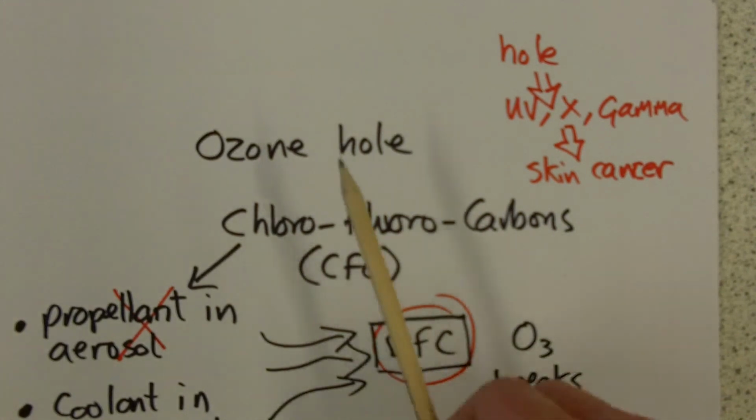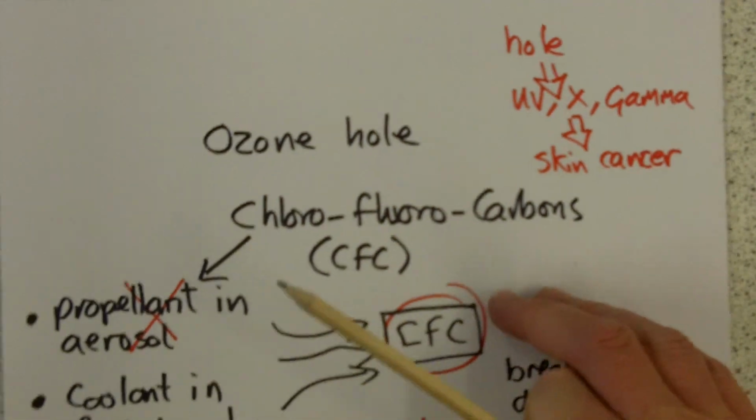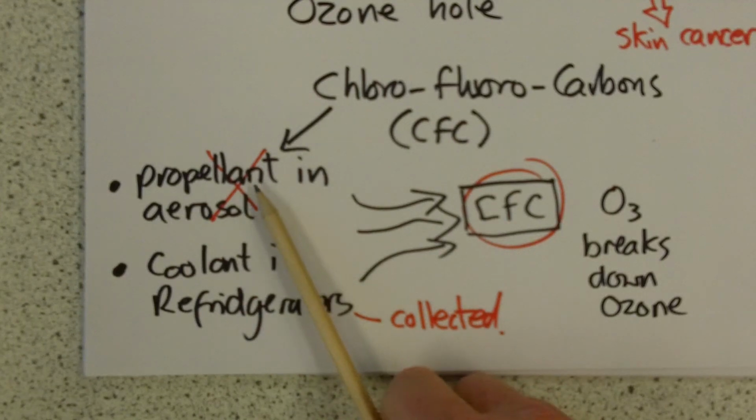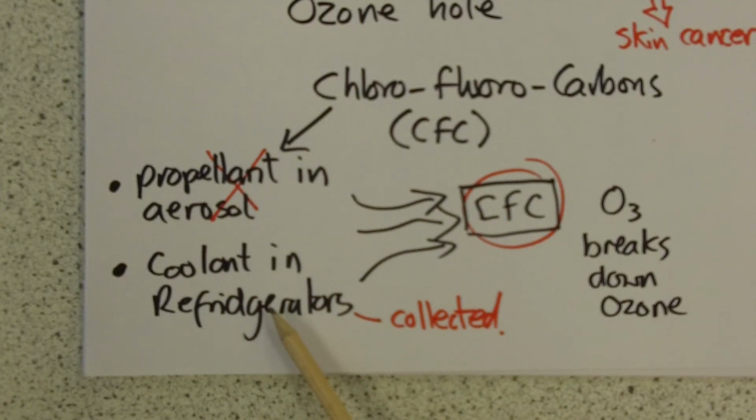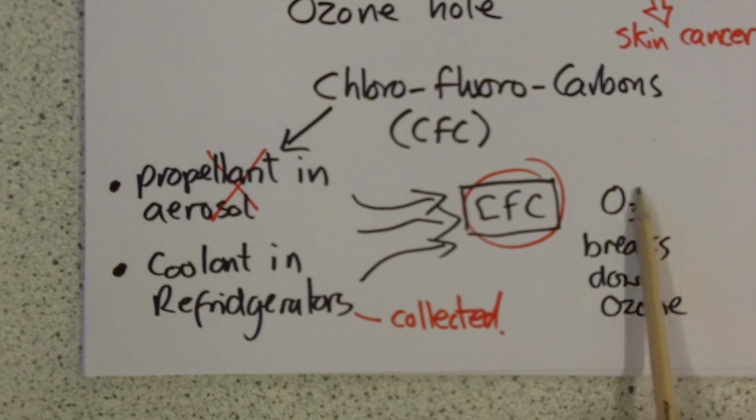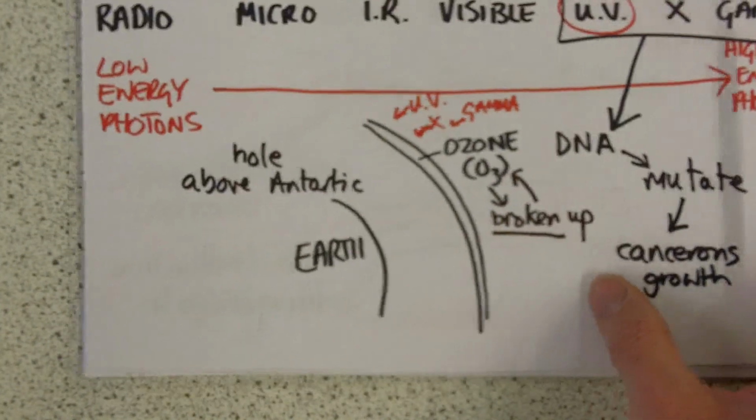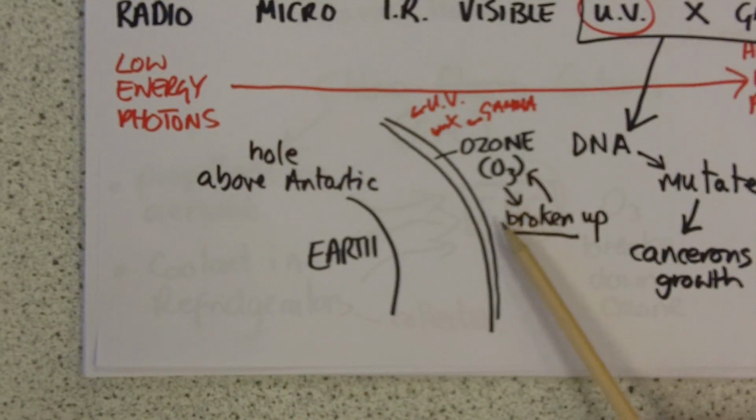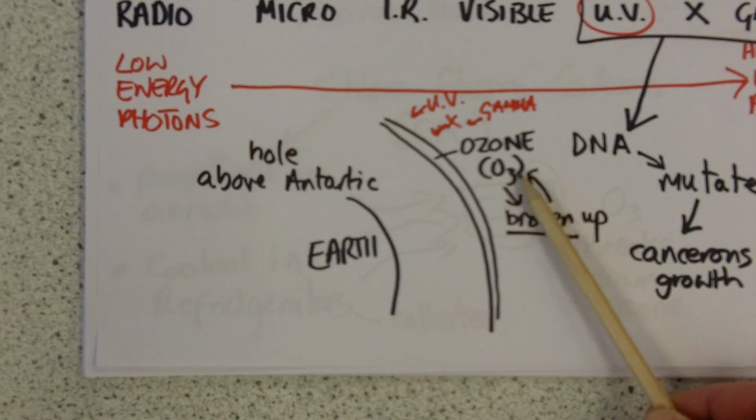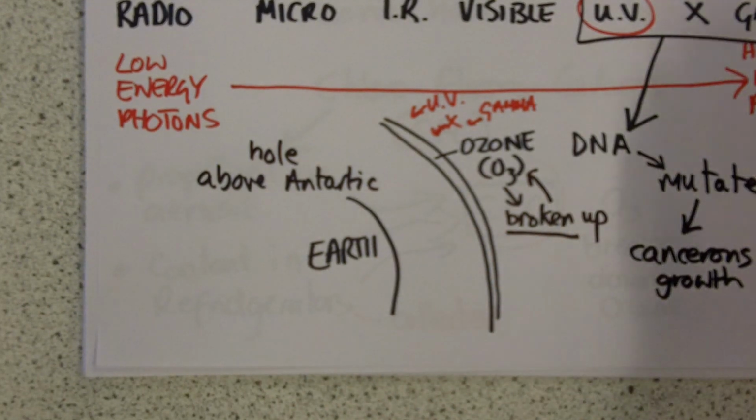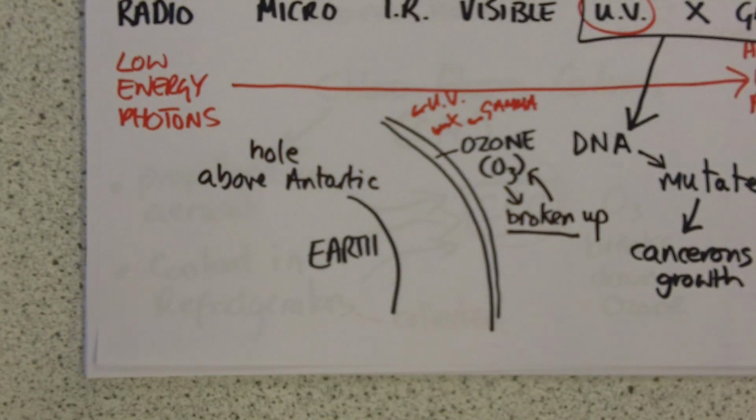So, ozone hole caused by CFCs, which were once used as propellants in aerosols and coolants in refrigerators, now banned in aerosols, and any old refrigerators are now collected to ensure that the coolant does not escape into the atmosphere. Key thing here is the permanent breakdown of the ozone. So unlike the temporary breakdown we witnessed here, where it's broken up and then reforms, CFCs make the ozone permanently damaged.